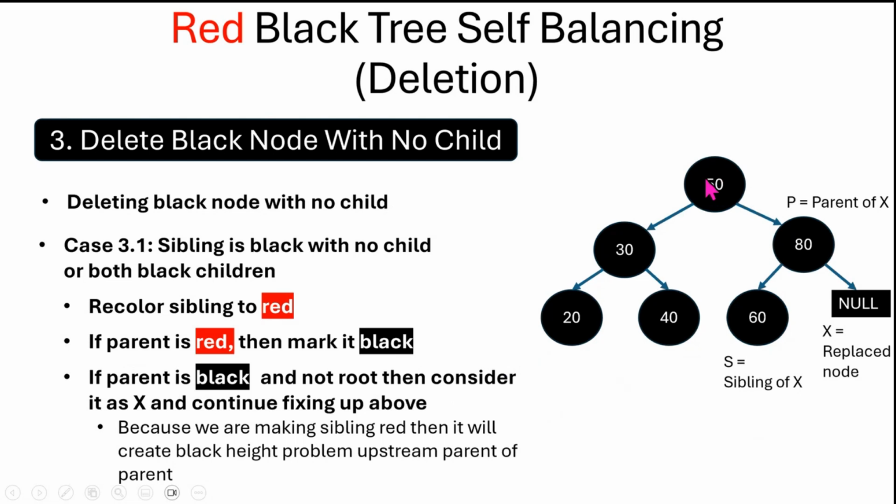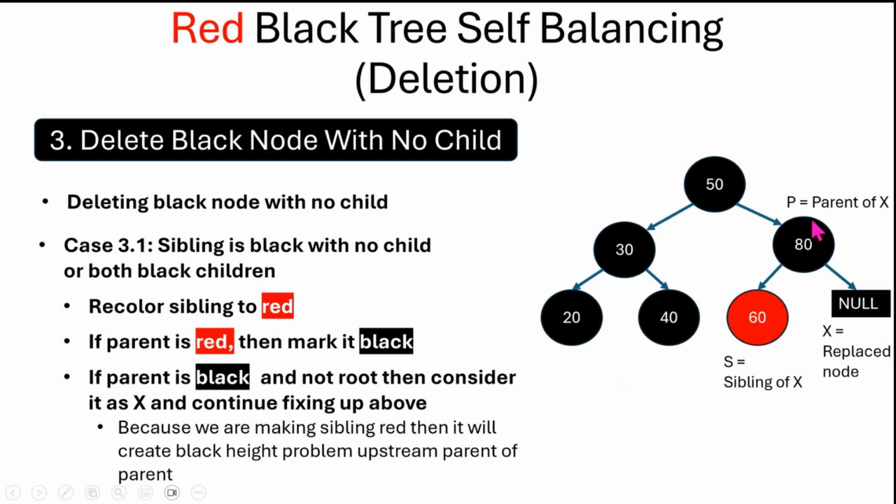How? Let's say this is the example. We deleted the black node here. We mark the sibling as red because it is case 3.1: sibling is black with no child or both black children. Now we fix the height problem here. But we caused a height problem for node 50, because it was 1, 2, 3, 4, but now it is 1, 2, and null 3 only. So we caused a height problem upstream.